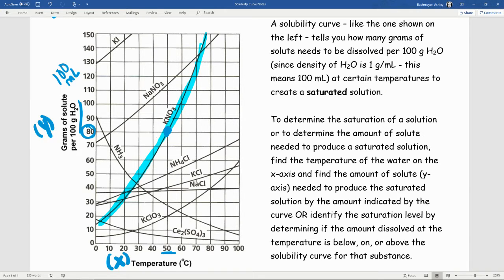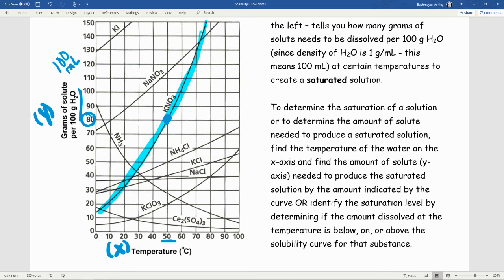So you can be asked questions about, if you have 80 grams of KNO3 at 70 degrees Celsius, what type of solution do you have? You can be asked questions like how much solute do you need at 90 degrees Celsius to make a saturated solution of KCl. You can read the stuff on the right-hand side, but it's going to basically tell you what I am telling you. So I'm going to go ahead and scroll.